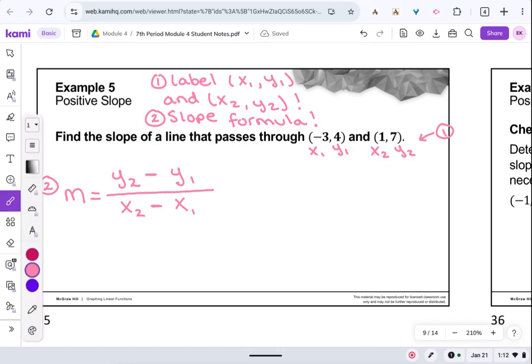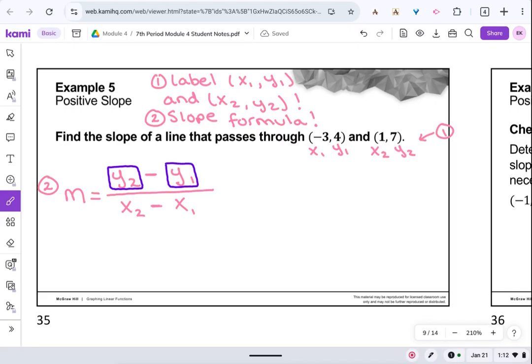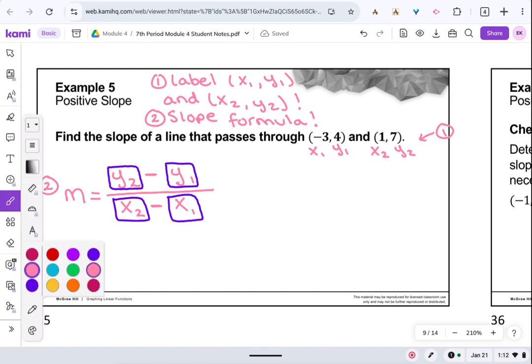So what we're going to be doing is taking out these letters and replacing them with the numbers that correspond in our given xy coordinates in our problem. So we need to use what we did in step 1 to now fill in these boxes. So I usually write equal sign, fraction bar.